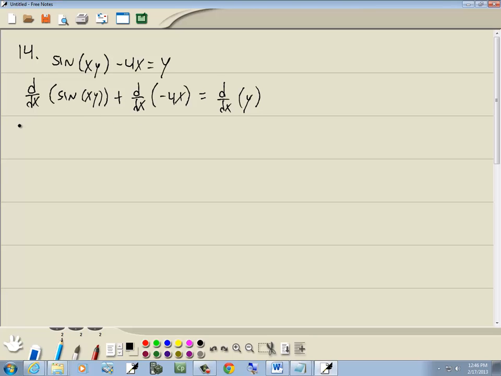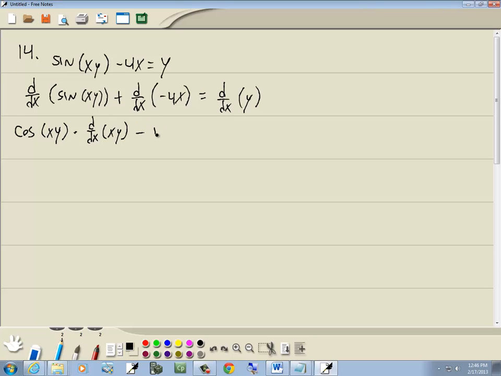Okay, well the derivative of sine is cosine. So this just gives us cosine xy times the derivative of what's inside the parentheses. Again, anytime you have more than a single x in here, it's a chain rule. First the derivative of sine is cosine, that doesn't change, but then you have to multiply it times the derivative of what's inside the parentheses.